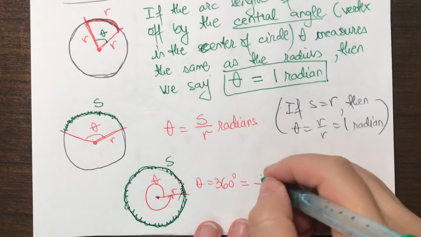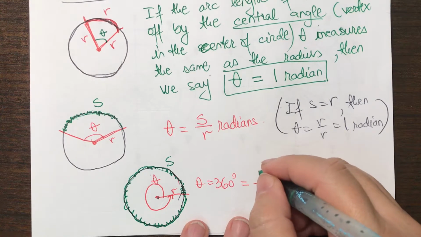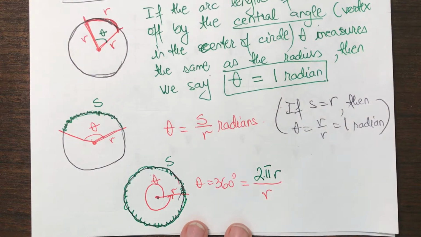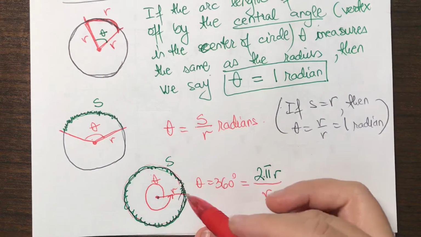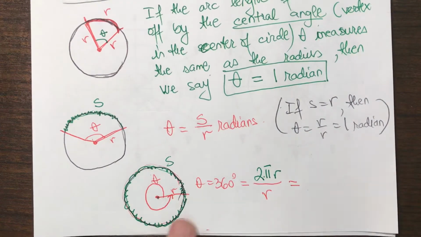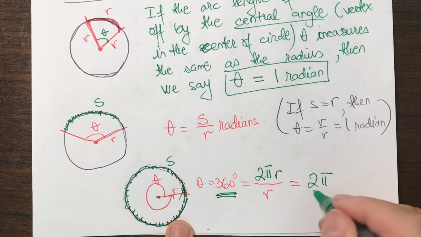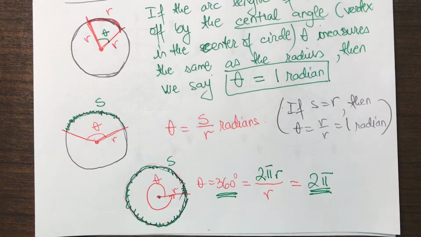So does anyone know what's the circumference of the circle? Well, the formula is 2 pi r. So there you have it, 2 pi r, which is the length of the whole arc, right? The whole circle, right? That's what we're cutting off. That's going to equal 2 pi. So we have our connection that 360 degrees is the same thing as 2 pi radians.